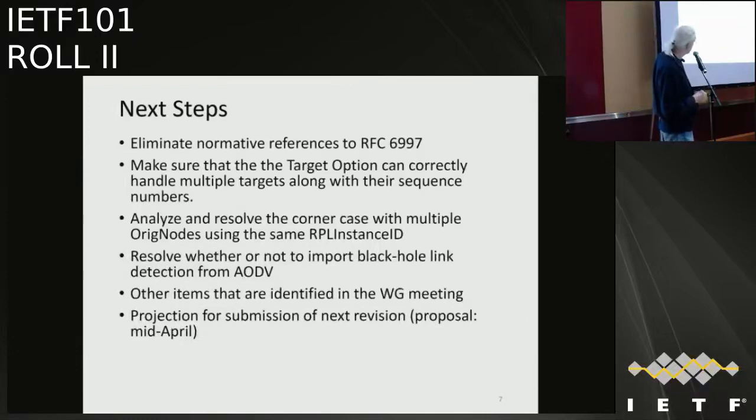We want to make sure, a suggestion was made that if you have multiple originating nodes, in other words, the devices that send out the route request, they could accidentally use the same Ripple instance ID for their own purposes. And then what happens if the target or an intermediate node has to deal with that? That's going to be a case for us to sit down and analyze in some detail, and that remains to be done.